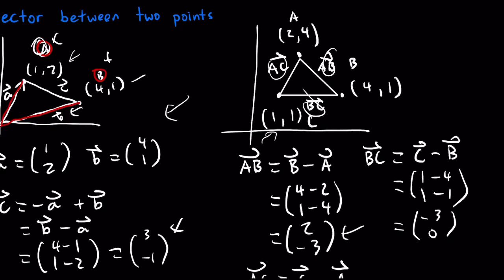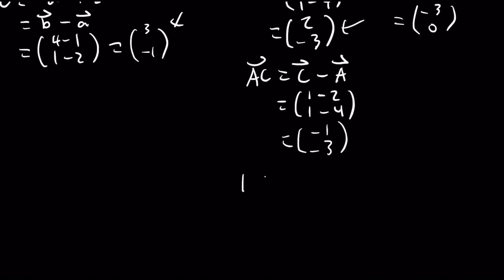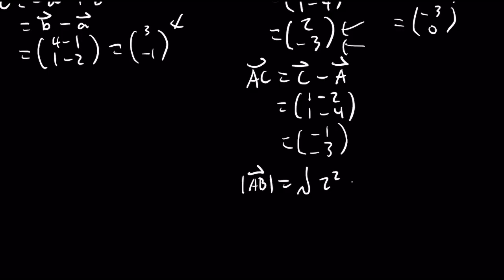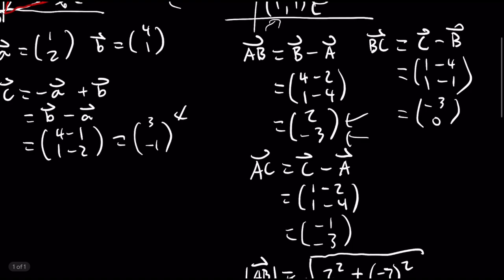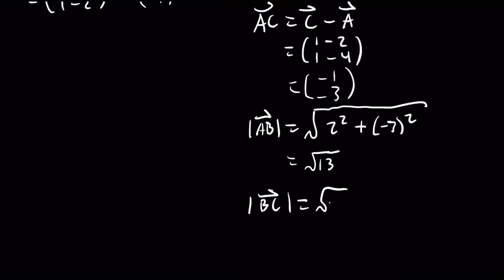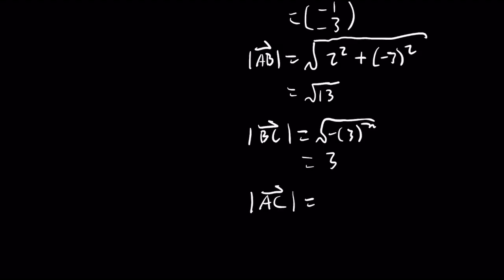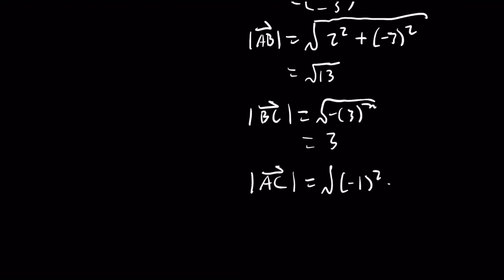So now what we need to do to find the perimeter is to look at the magnitude of each of these vectors. So first, the absolute value of vector AB is, well, here we know vector AB is 2, negative 3, so it's the square root of 2 squared plus negative 3 squared, which is equal to square root 13. And then the magnitude of BC, well, BC is negative 3, 0. So this is simply the square root of negative 3 squared, which is equal to 3. And then finally, look at the magnitude of AC. The vector AC is negative 1, negative 3. So that magnitude will be negative 1 squared plus negative 3 squared, which is simply square root 10.